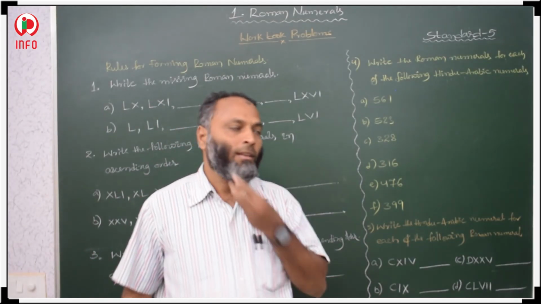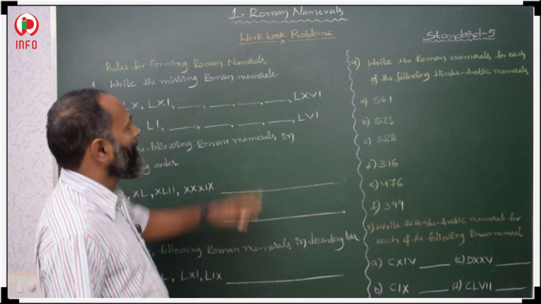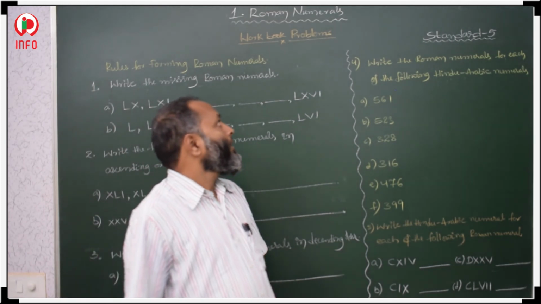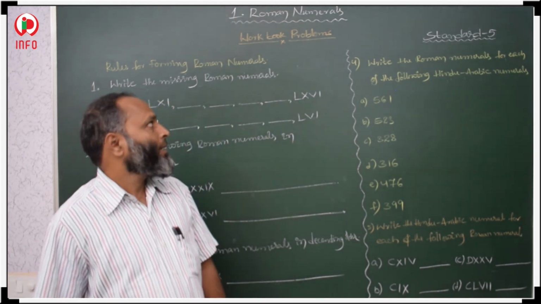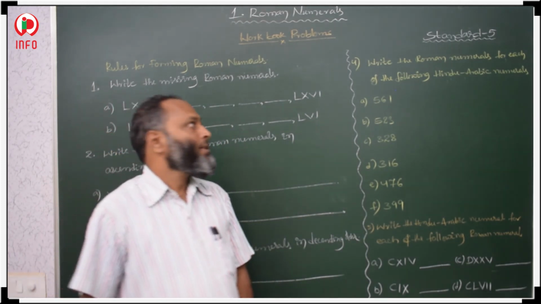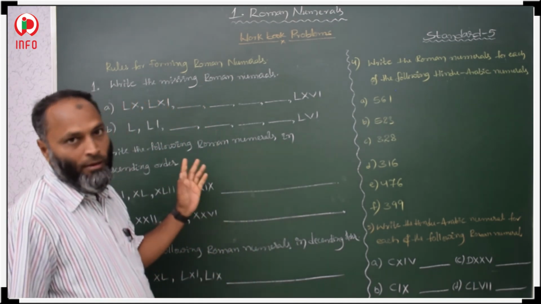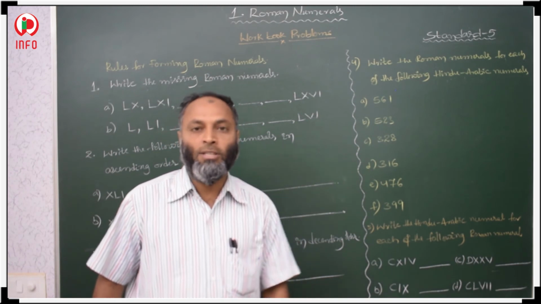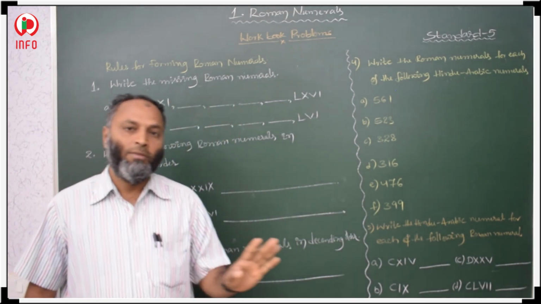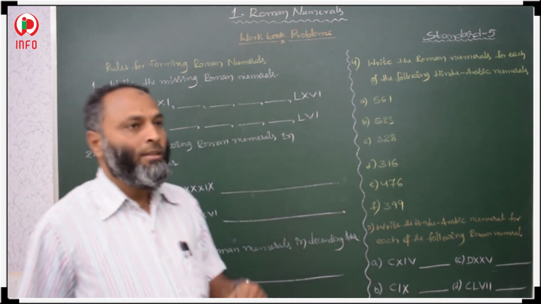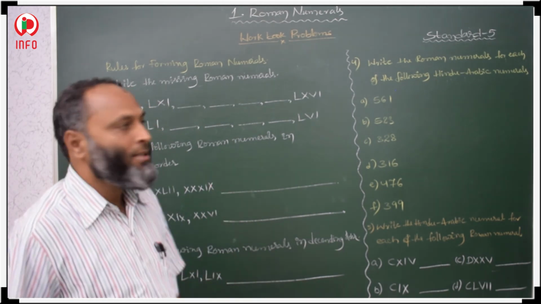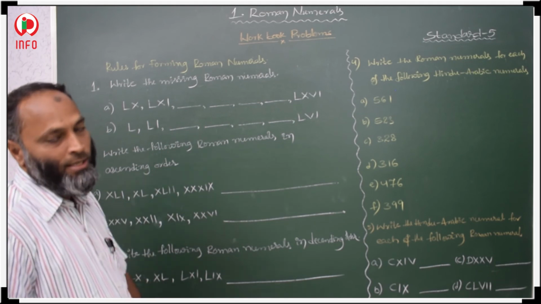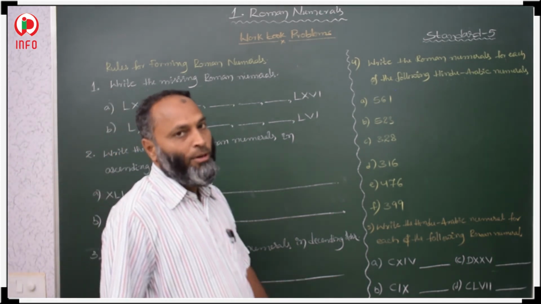Now students, in our first chapter, Roman numerals, we are going to explain the workbook part. These are the workbook sums, a recapitulation. We already did our textual questions, and now we are going to start our workbook part. See here, rules for forming Roman numerals. We discuss what the rules are.